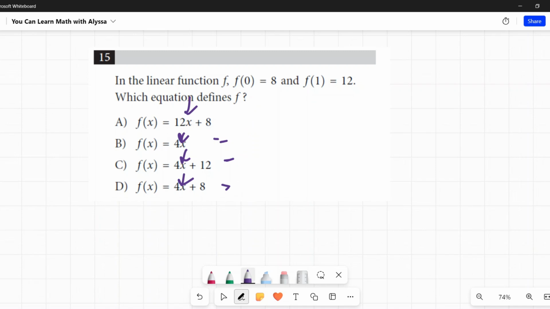Wow, my handwriting is getting so bad. I'm ashamed. All right, let's plug 0 in.